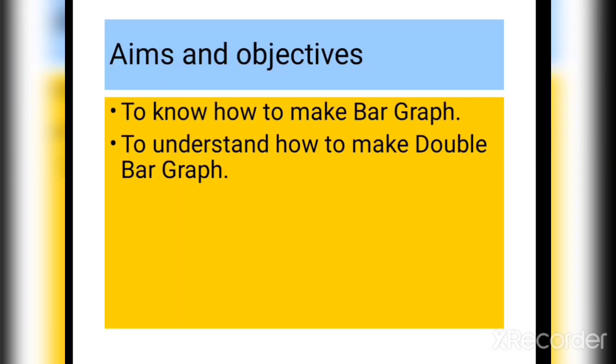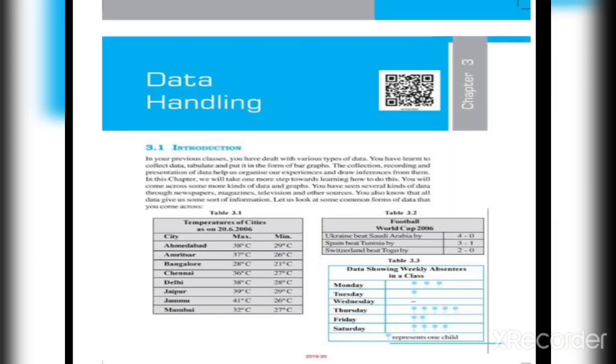What are the aims and objectives? The aims and objectives of this chapter are to know how to make a bar graph and to understand how to make a double bar graph. So this is the page you have to open in your books.